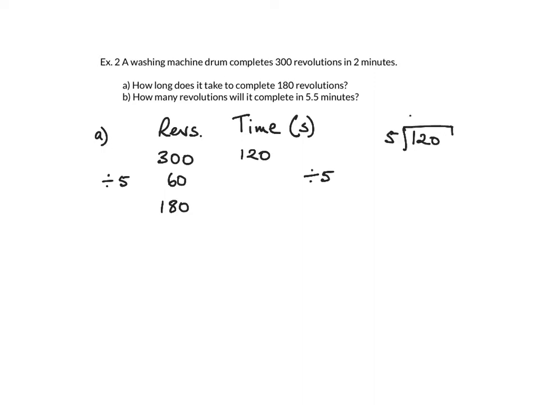5 into 1 doesn't go, put down 0, carry 1. 5 into 12 is 2 with 2 left over. 5 into 20 is 4, so it's 24. In 24 seconds it revolves 60 times.